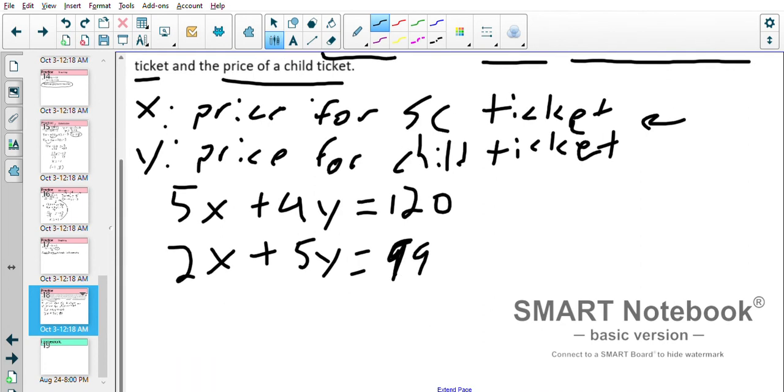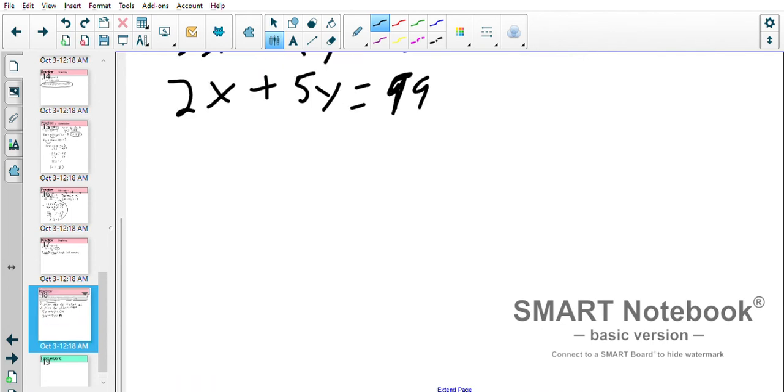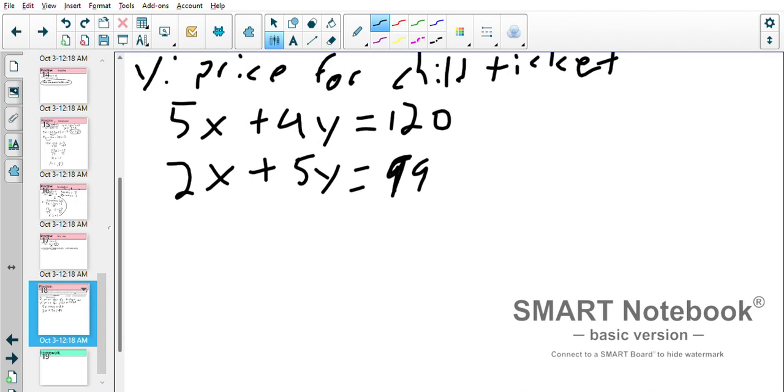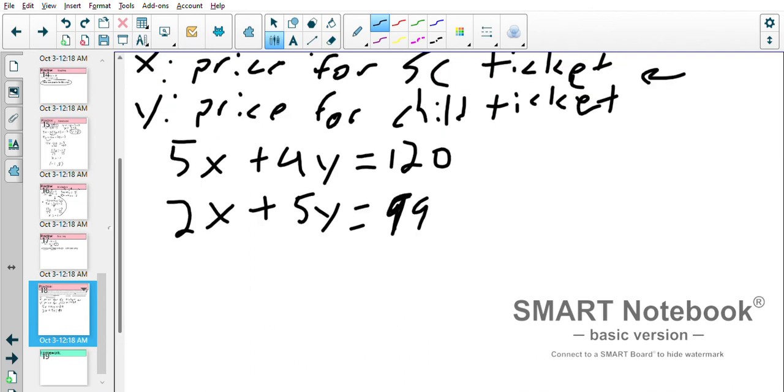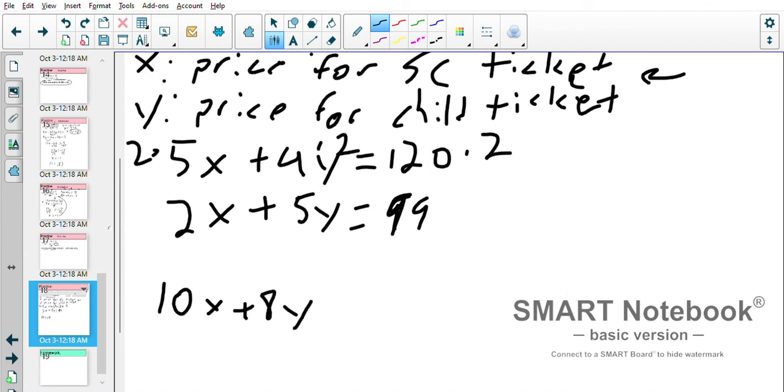This one I would use elimination on, because it is set up for that pretty well. I know that I can get the x's to match up if I turn them both into 10s. We need a positive and a negative as well. So we are going to multiply the top by 2. Multiply these all by 2. We end up with 10x plus 8y, 4y times 2, and 240 on that one.